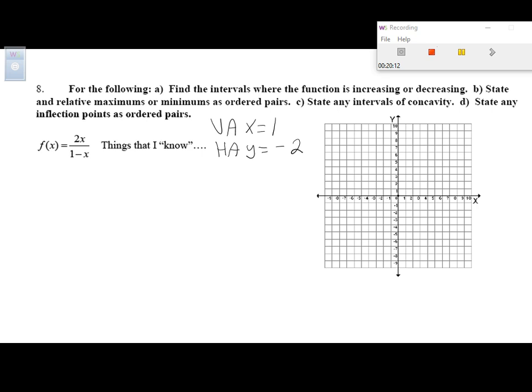Now, while I'm here, I'm going to go ahead and draw those in. So I got a vertical asymptote at x equals 1. And I got a horizontal at y equals -2.